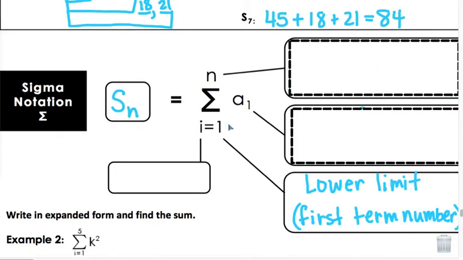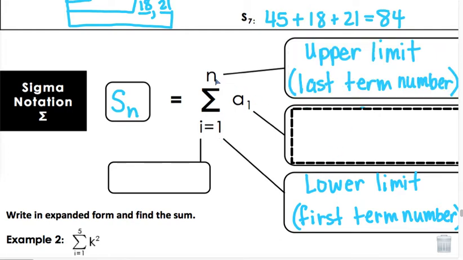The lower limit is represented by this number here. It's your first term number. So we're going to start at term number 1 if it has a 1 there. And I have my upper limit, and it's the last term number. So let's say I wanted to go from 1 to 7 like in this case. Then my 7 would go here.